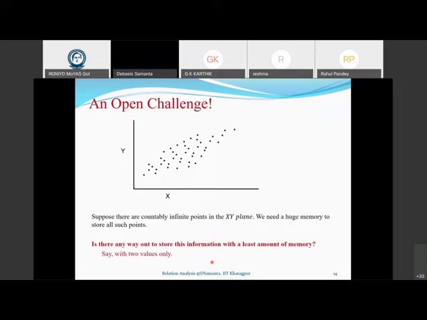Now suppose instead of 50 points, I give you 500 points, and I repeat the same question. Can we represent all 500 points by only 1 point's information, maybe 8 bytes? Whether it is 50 or 500 or 5,000 or 5 lakhs, whatever it is, our objective is to store the information using only 8 bytes. Now it is a challenging problem, but not exactly challenging. It can be done very easily.